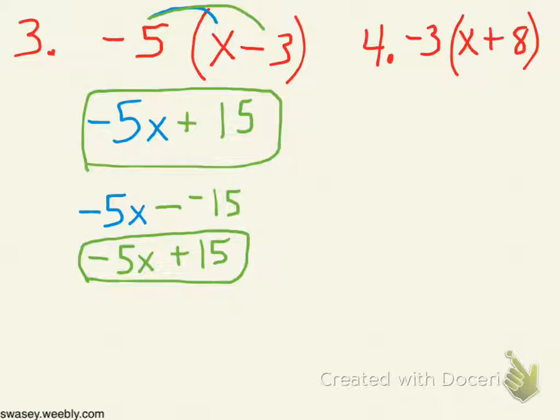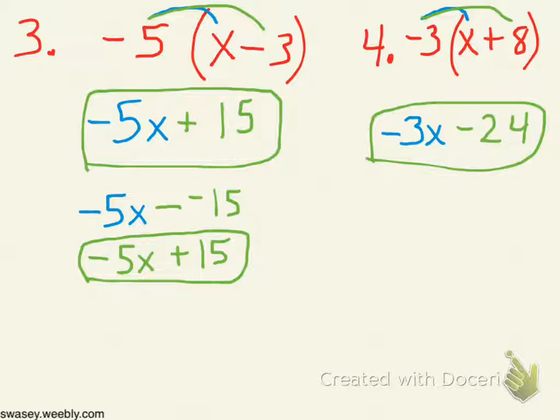Number 4, we're distributing negative 3 over addition. Negative 3 times x is negative 3x. And then negative 3 times positive 8 is negative 24. Now the easiest way to write that is negative 3x minus 24. Some people may write it this way first, but when you add a negative, it's the same as subtracting a positive. So final answer should be negative 3x minus 24.